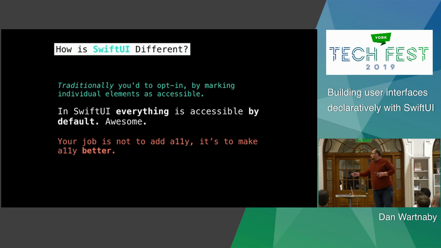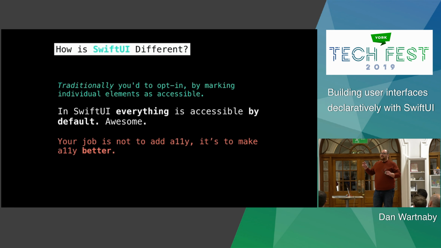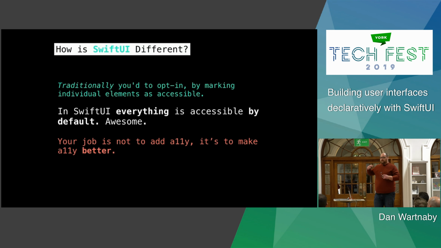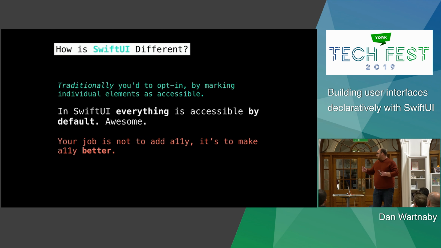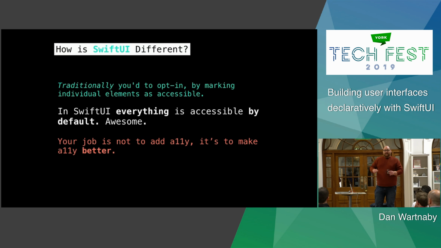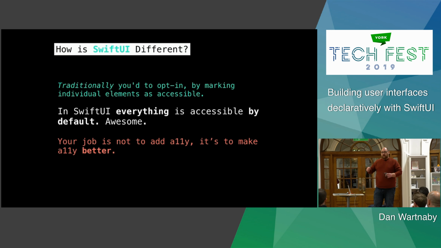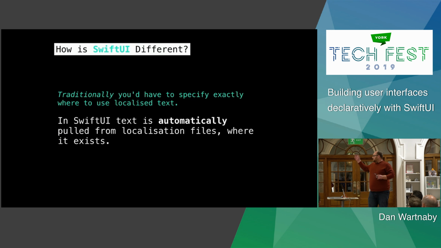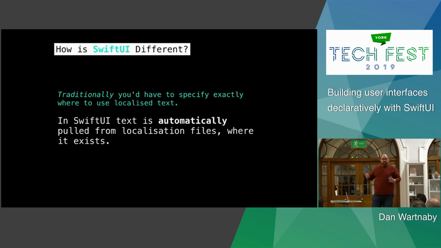So how is SwiftUI different to how we do it traditionally? And I used traditionally last year, because that's how quickly software moves. Traditionally, you'd opt in with accessibility. You would find an element in your application, mark it as accessible, give it some labels so that assistive tools could make sense of that. In SwiftUI, everything is accessible by default, which is cool. Your job with SwiftUI is not to add accessibility, it's to make what's there better. And that's a great starting point for it. Traditionally, you'd specify exactly where localized text was used, but in SwiftUI, that is automatically pulled from localization files where it exists. Great, less work to do.